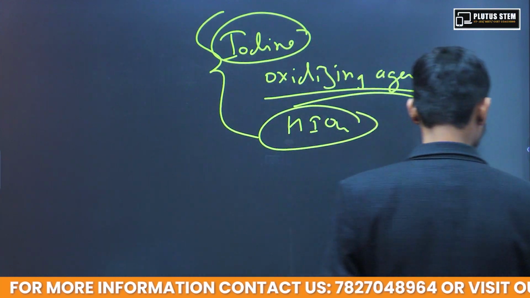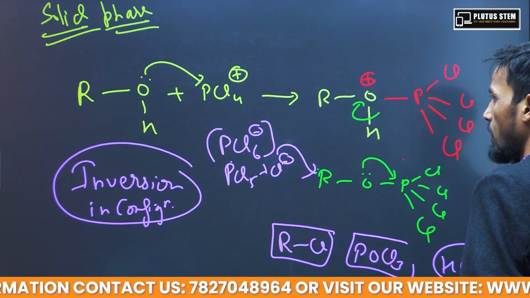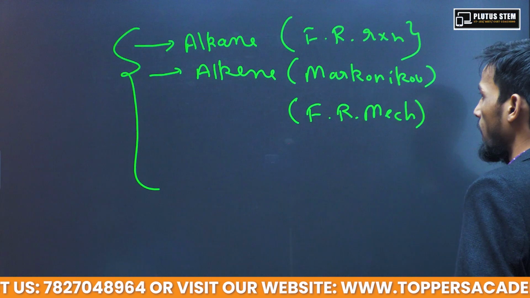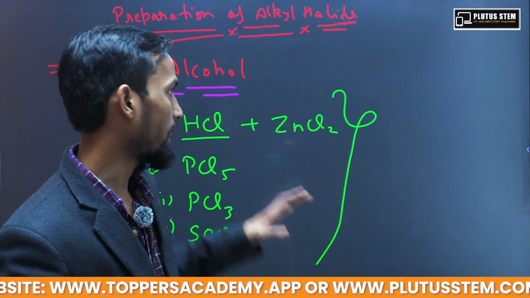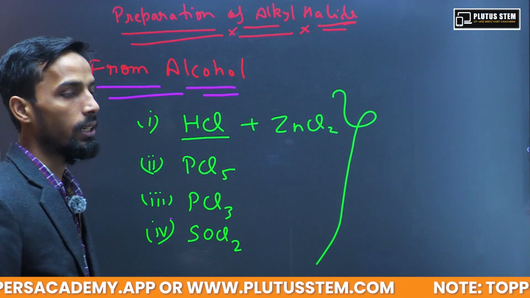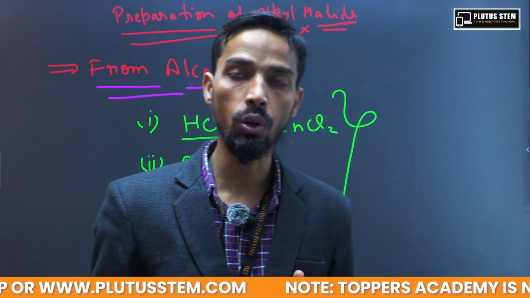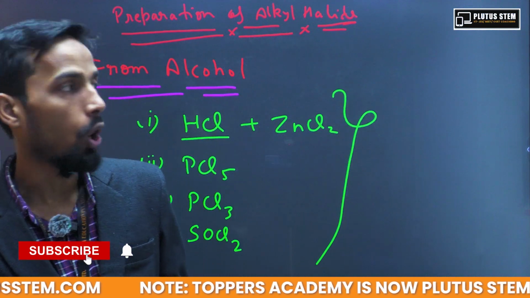So that's all for alkyl halide. In today's lecture, we have discussed in quite detail the various formations of these alkyl halides from alcohol. In the next upcoming lecture, we are going to discuss the formation of aryl halide.